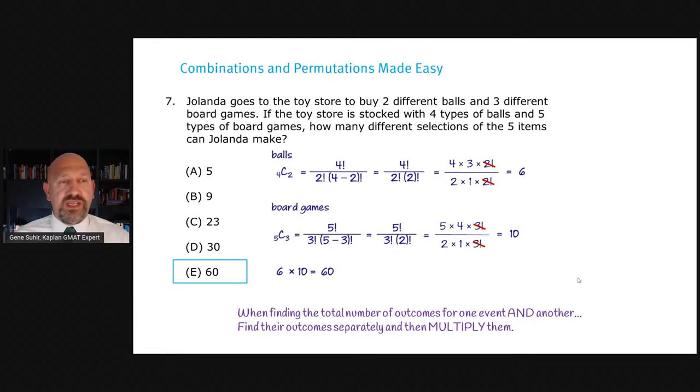That's because Jolanda can leave the store with ball combination A and any of the 10 outcomes for board games, ball combination B with any of the 10 combinations for board games, and so on. So it would be 10, 10, 10, 10, 6 times, or 6 times 10. So we had to make the decision here. It was combinations. We just had to do it 2 separate times, 2 separate selections that Jolanda was making.